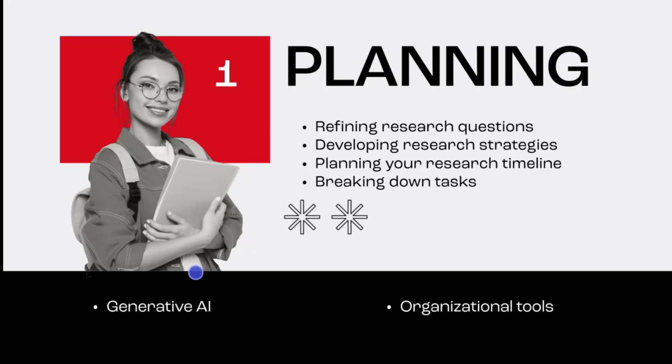Okay, so let's get into the actual tools and how to use them. I'm going to start with planning. So planning covers things like refining your research question, developing a research strategy, planning a research timeline, and breaking down tasks. So this is the stuff that can be really helpful when you're just starting out with your research and you're feeling really overwhelmed. You don't know how to get started or what all the tasks look like.